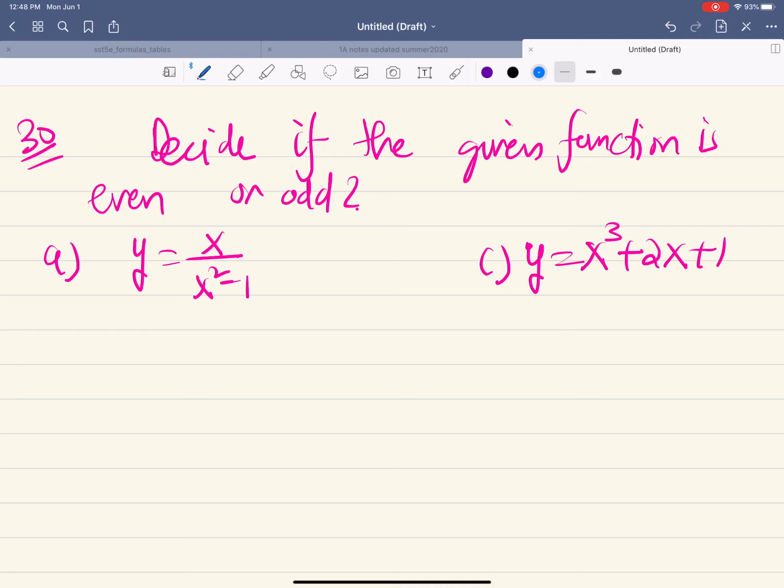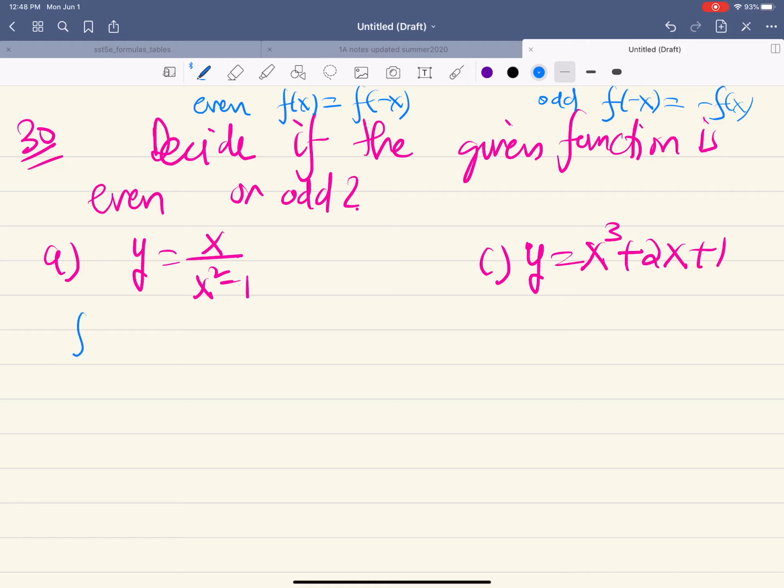Decide if the given function is even or odd. y equals x over x squared minus 1. Really quick, a function is an even function if f of x is equal to f of negative x. A function is an odd function if f of negative x is the negative of f of x. And if neither of those are true, then the function is neither. Okay, so I'm only doing A and C for number 30.